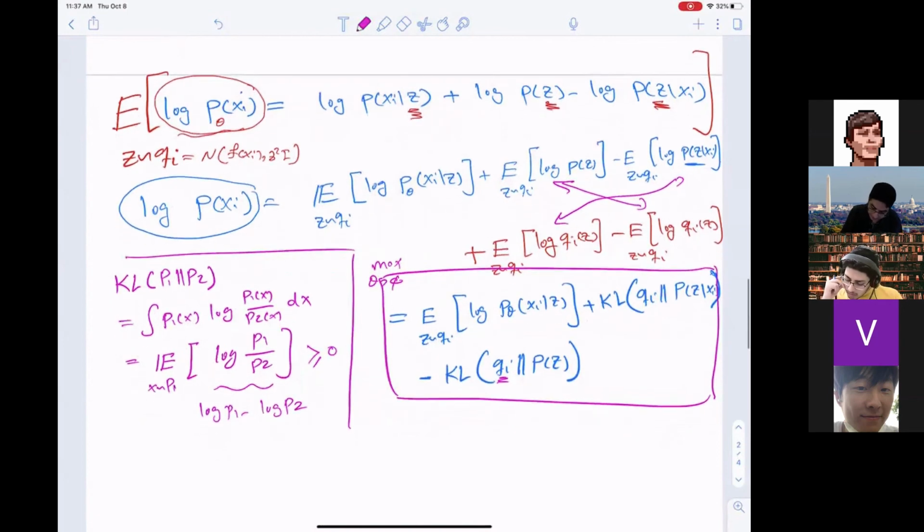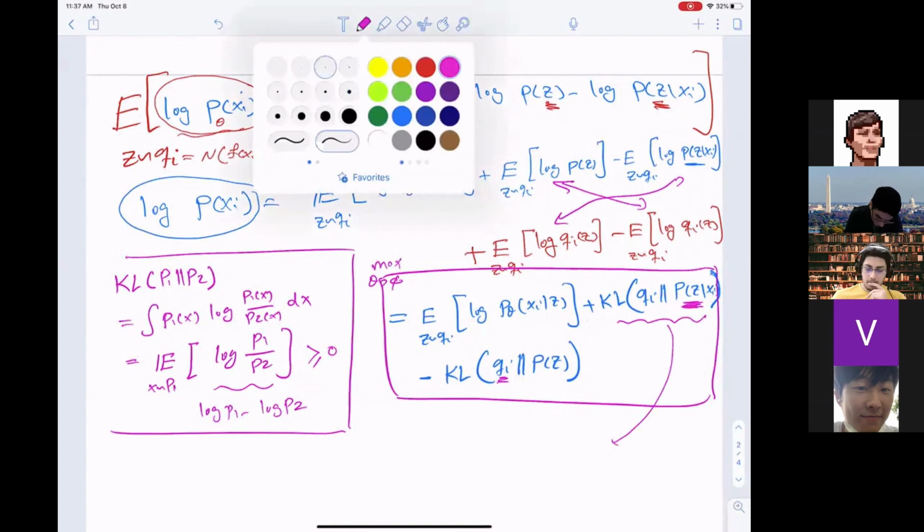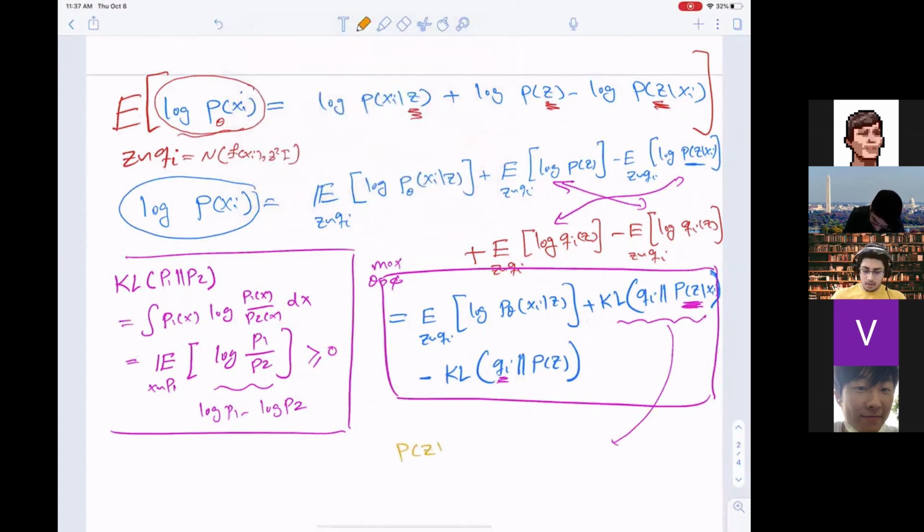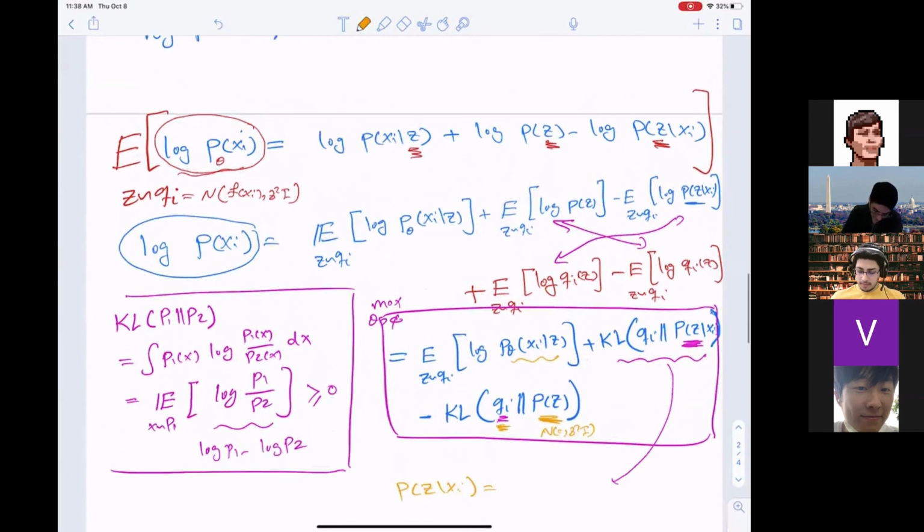One reason is that this term, the probability of z given xi, is very difficult to compute. Because in order to compute it, you basically need a Bayes rule. In my probabilistic model, I have a model for the probability of z. This is easy, this is just normal. And I have the probability of xi given z. This is also easy to compute because that's another Gaussian distribution. Qi is in my hand. I can maybe pick another Gaussian distribution. But what about this guy, the probability of z given xi?